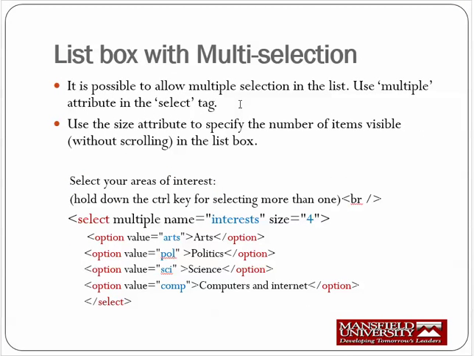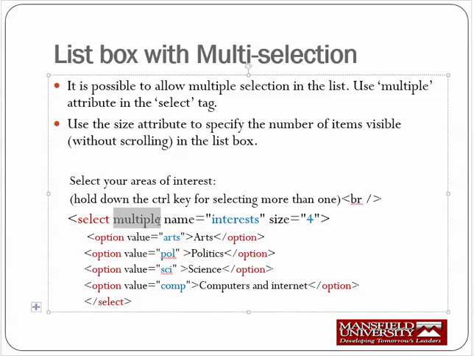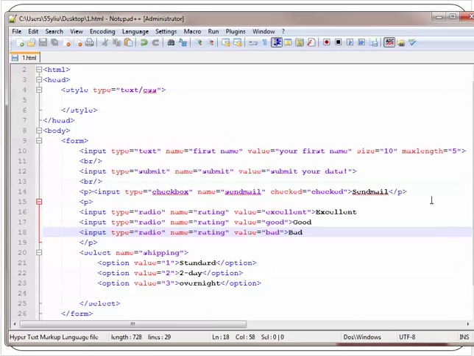Sometimes we need to have multiple choice. For example, what are your interests. So you can say you're interested in arts, politics, or science. You can choose multiple items. So here we add something equal to multiple, and also we can have something equal to size. So let's see the example.